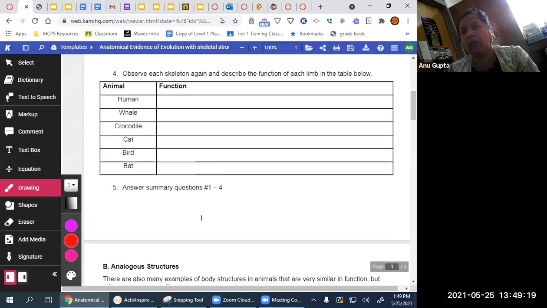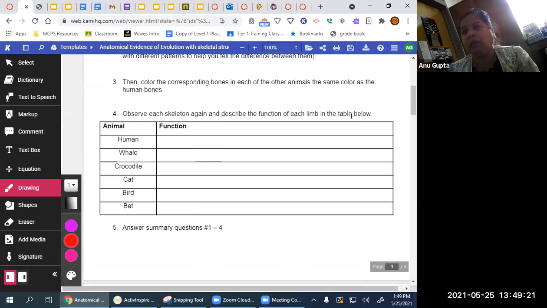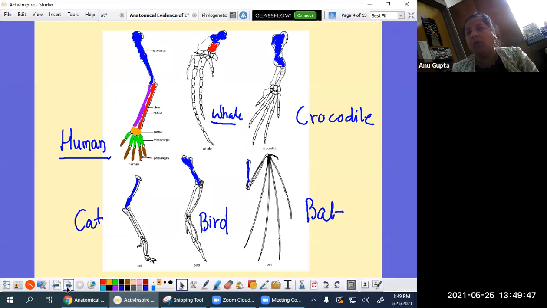So these are the questions that you're going to answer. Observe each skeleton again and describe the function of each limb in the table below. Answer these questions. What is the function of the human arm? What is the function of the whale arm or a wing? What is the function of the crocodile leg? What about the cat leg, bird wing, and the bat wing? I think you already know those.